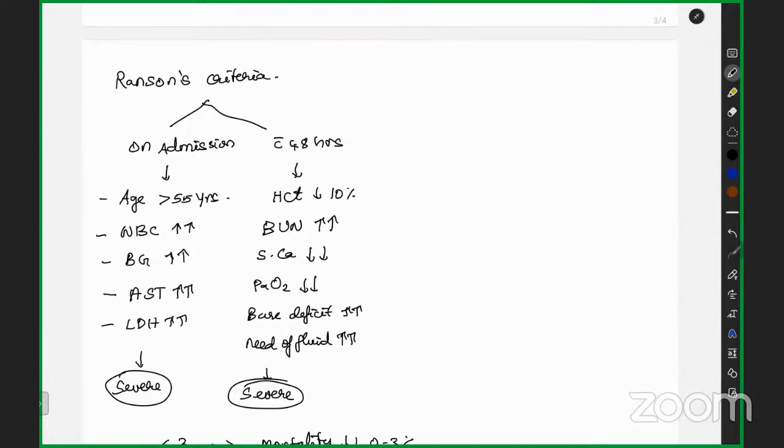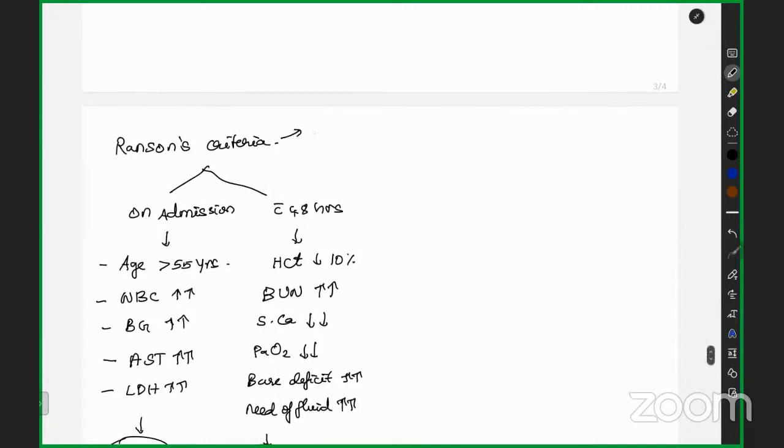What are the other criteria you're going to see in your textbook? One is going to be the Glasgow criteria. Remember, Glasgow criteria is valid only for gallstone and alcohol-induced pancreatitis. Ranson score is only for alcohol-induced pancreatitis, whereas the first most common cause is going to be your stone.